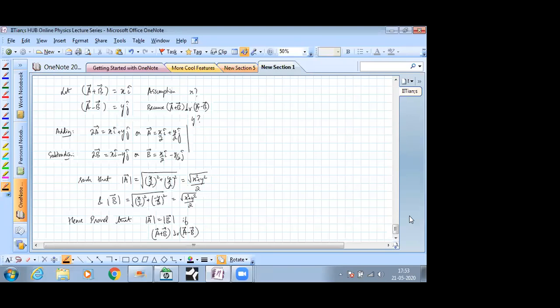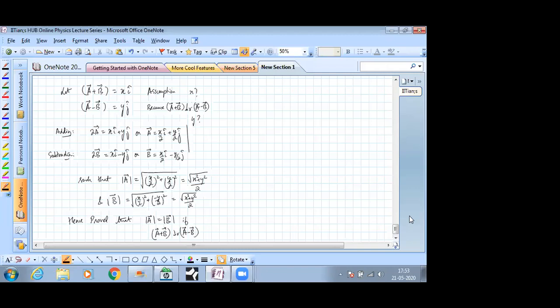Okay, did anybody figure out the geometrical method of proving this? Can you tell me geometrically what will be the condition that the vector A plus B should be perpendicular to the vector A minus B? What does that mean about the parallelogram? In a vector parallelogram, what are the diagonals? They are A plus B and A minus B.